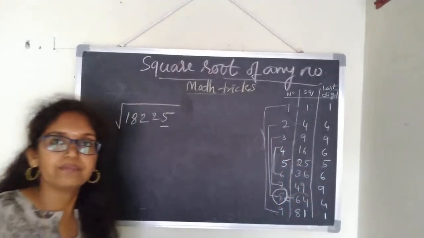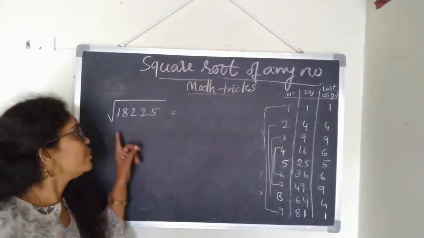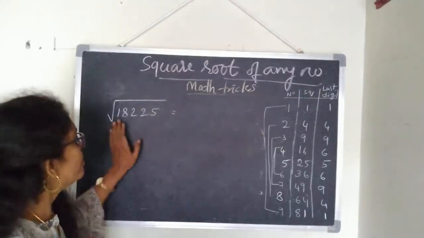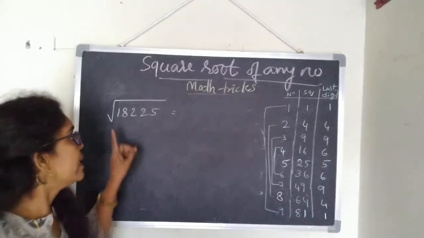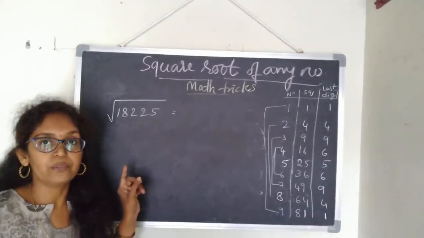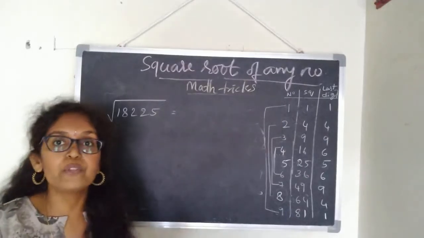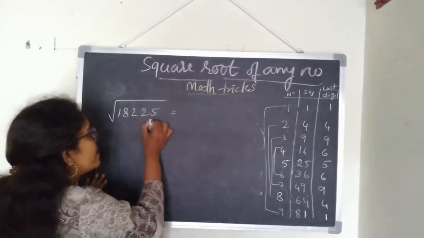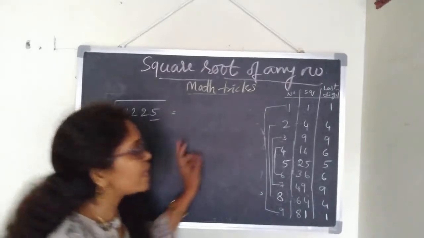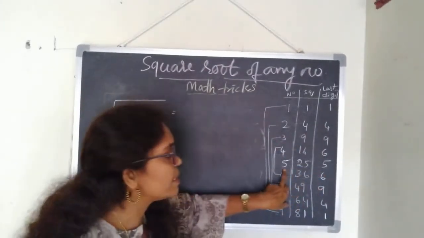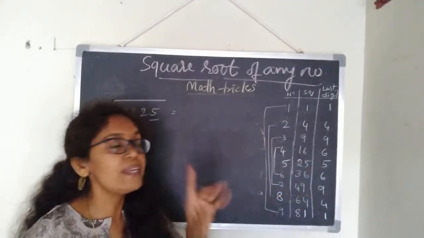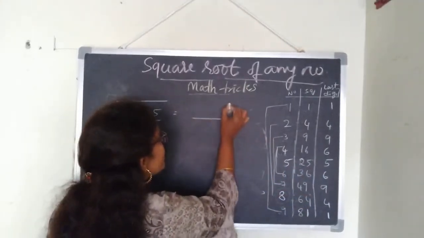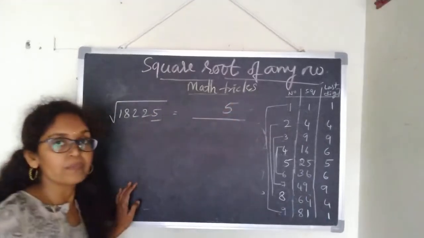Yes friends, here we took a 5-digit number. Square root of 18,225. We are following the same procedure, there is no change. So what is the last digit here? 5. So 5 is the last digit for which number? 5. So we have only one time 5 repeating in the last digit. That's why we can take in the answer part the last digit directly as 5.